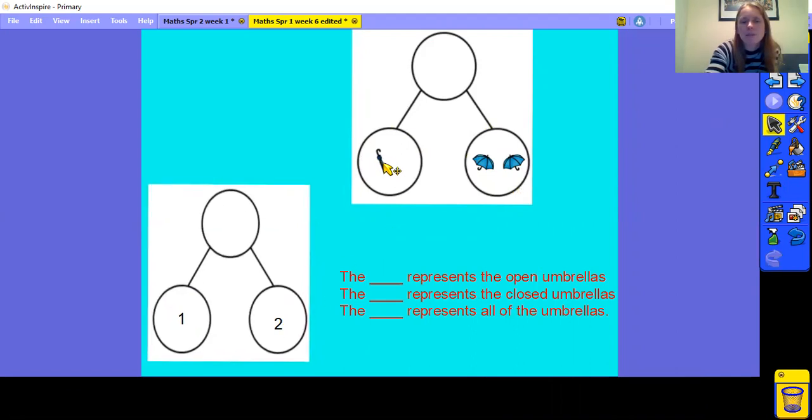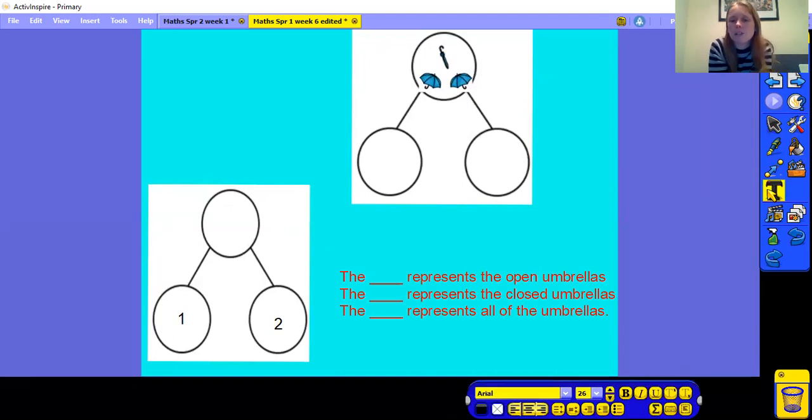Now, I'm going to move the closed umbrella into the whole and the open umbrellas into the whole. How many umbrellas do I have all together? 1, 2, 3. I'm going to write the numeral 3 here to represent all of the umbrellas.